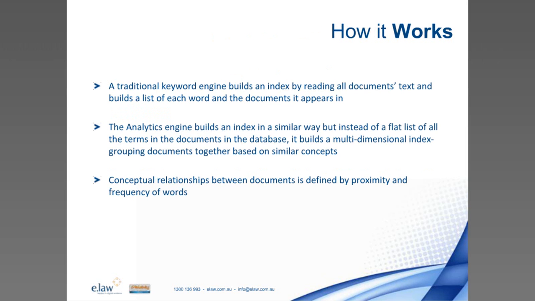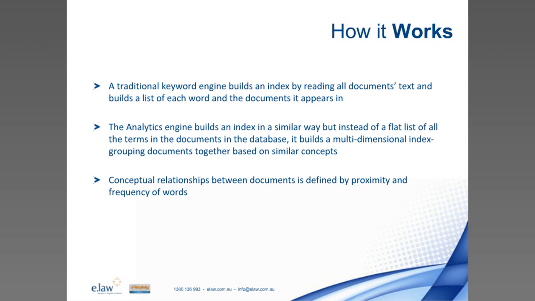So I'll chat a bit about how the actual software works. I guess a traditional keyword engine builds an index by basically searching through all the documents in your case, and it notes down every time a word appears and what document that word appears in. So it's really just like an index at the back of a traditional paper encyclopedia. You flip to the back, you look up a word, and it tells you what page that word's on. That really is all that a traditional keyword search index does.